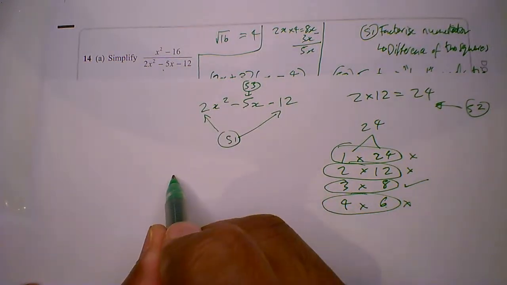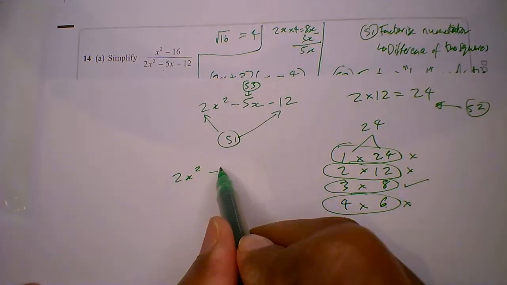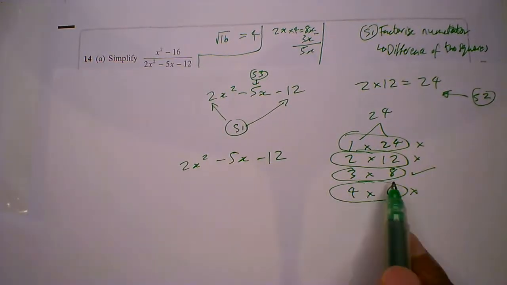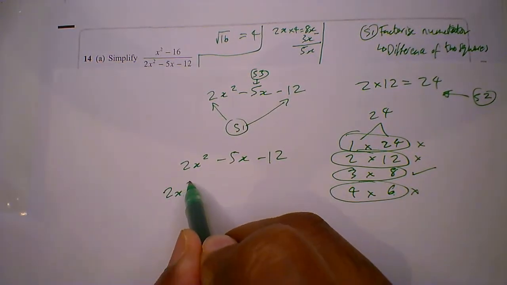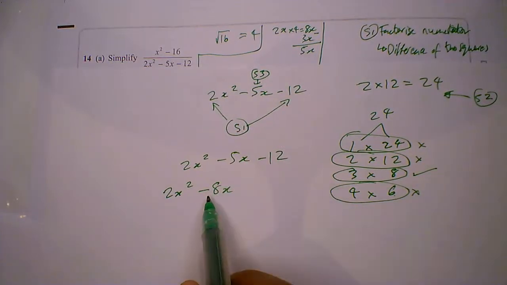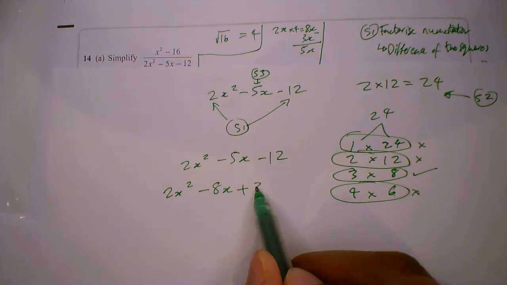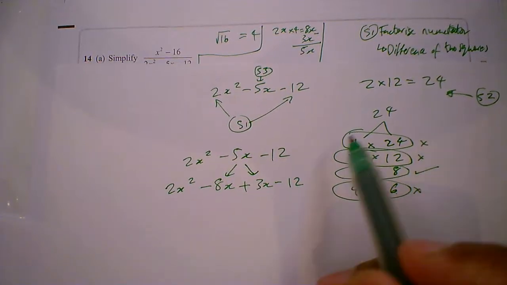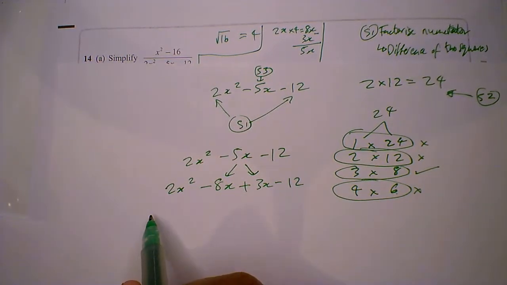So I can rewrite this as 2x squared minus 5x minus 12. So this 5x splits up into these two. So you've got 2x squared minus 8x. The bigger number takes the bigger sign. The other one is plus 3x minus 12. So it splits up here. Then we factorize these two parts.